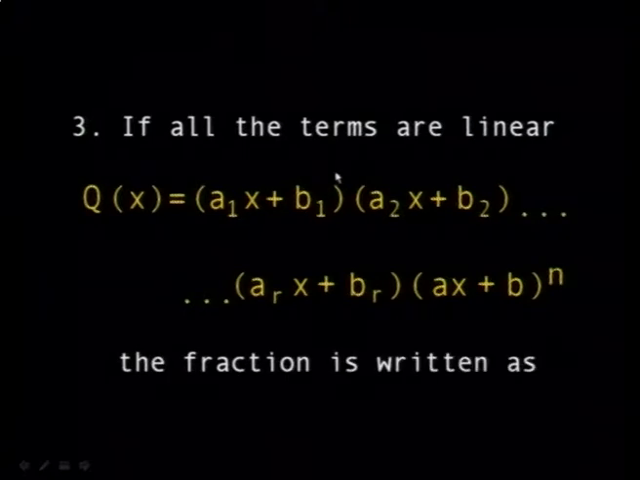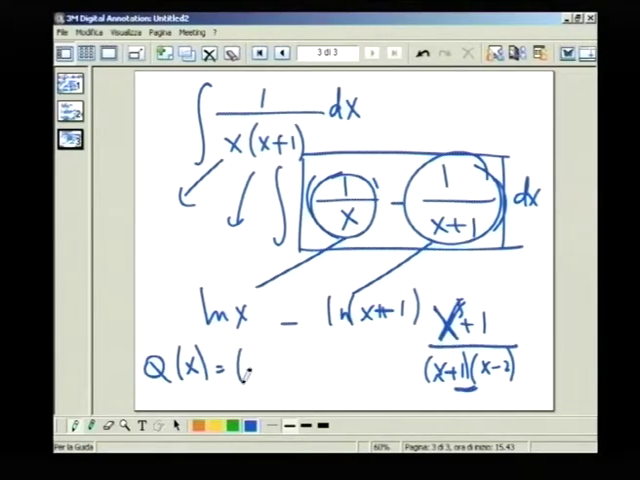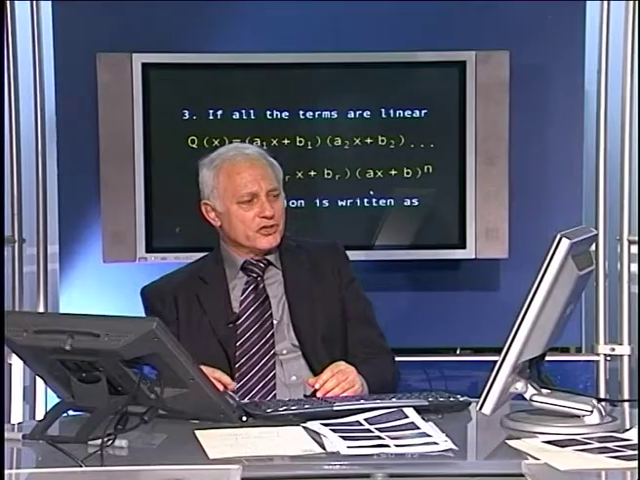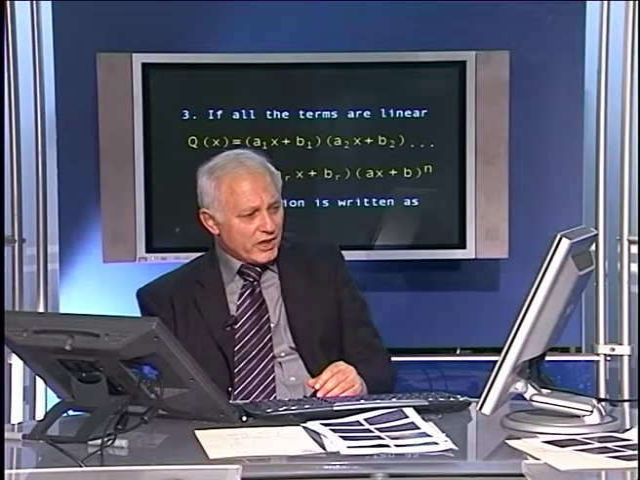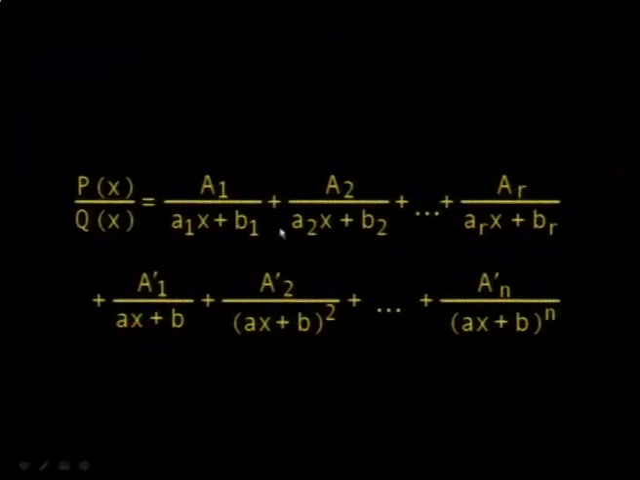Now, if all the terms are linear, in other words, you have a polynomial q of x which, when you decompose it, you find equal to (x plus a1) times (x plus a2) until (x plus an). You have a product of polynomials, and each one of them is of first degree. So if it is in this form, then your rational function can be decomposed in this form here.